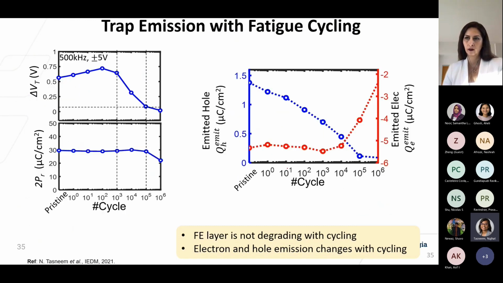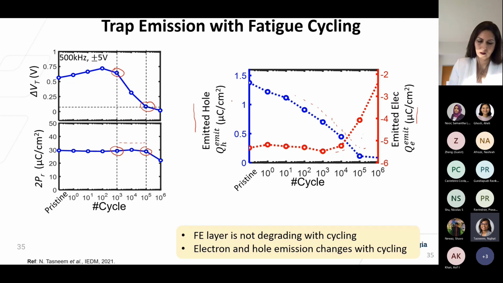So we tried to represent these phenomena quantitatively by these plots over here. The first plot shows that the memory window starts degrading at around 10 to the power 3 cycles. It becomes almost zero at around 10 to the power 5 cycles. Interestingly, between 10 to the power 3 and 10 to the power 5 cycles, the 2PR value of the FFET remains almost constant. Again, what ends up changing is the amount of emitted hole and emitted electrons, and both of these values monotonically decrease as we keep on increasing the number of cycles.